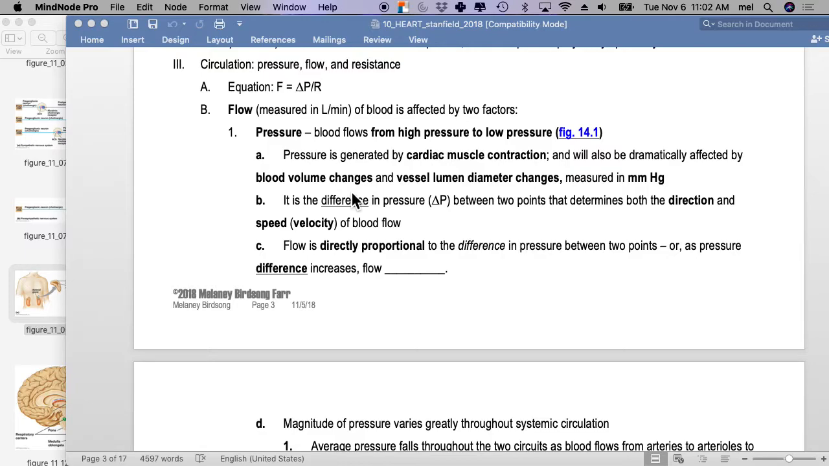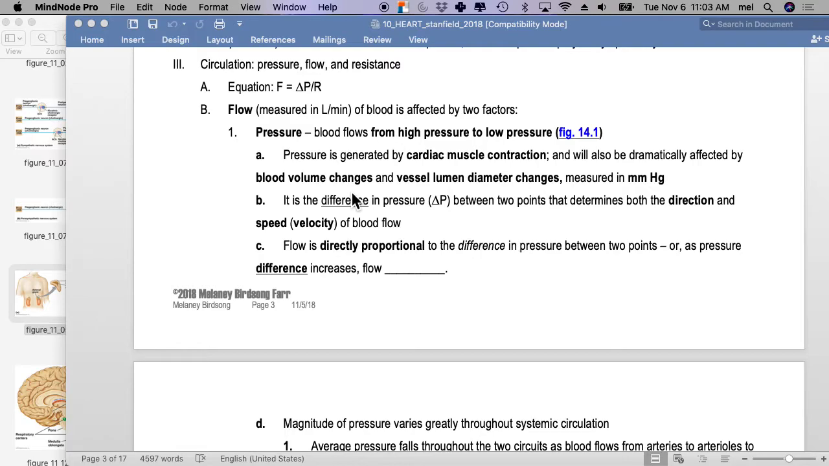F, which is flow, is the goal, yes? And F equals delta P over R. This is resistance, and this is delta P, which is a difference in pressure between 2 points. So before, I implied a bit of a fib. I said that as pressure increases, flow increases. That's not actually true. And logically, let me show you why.